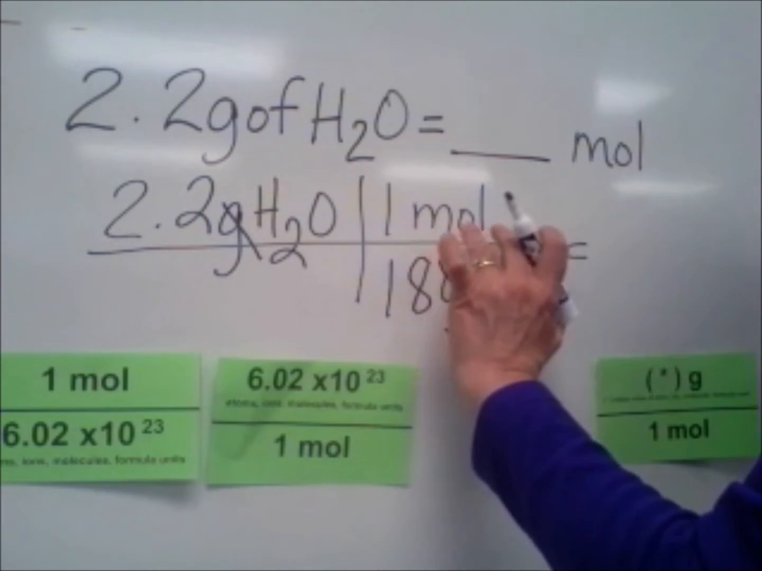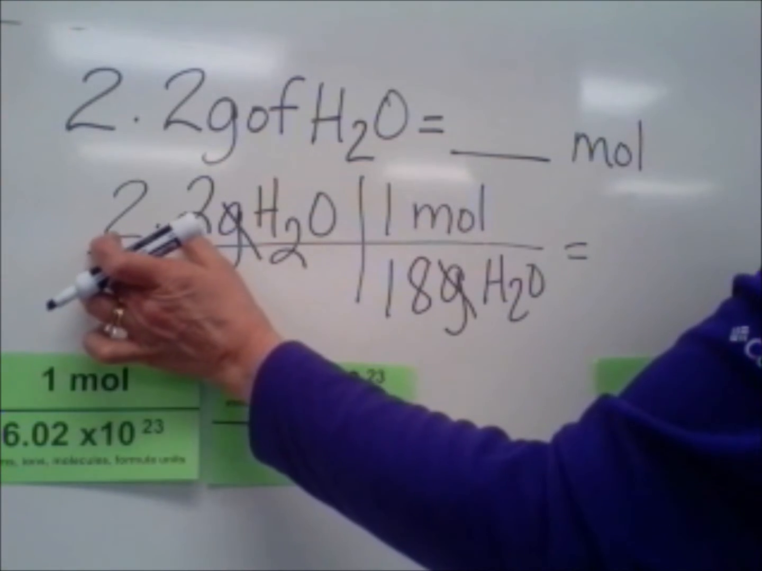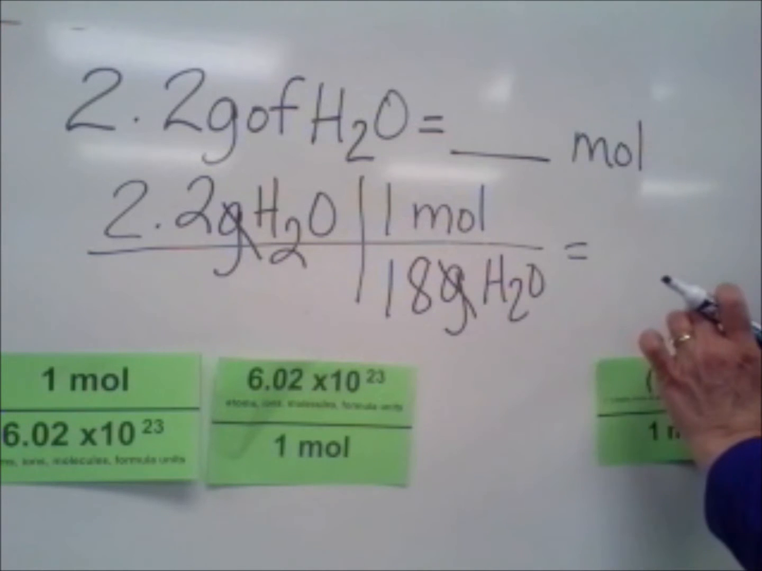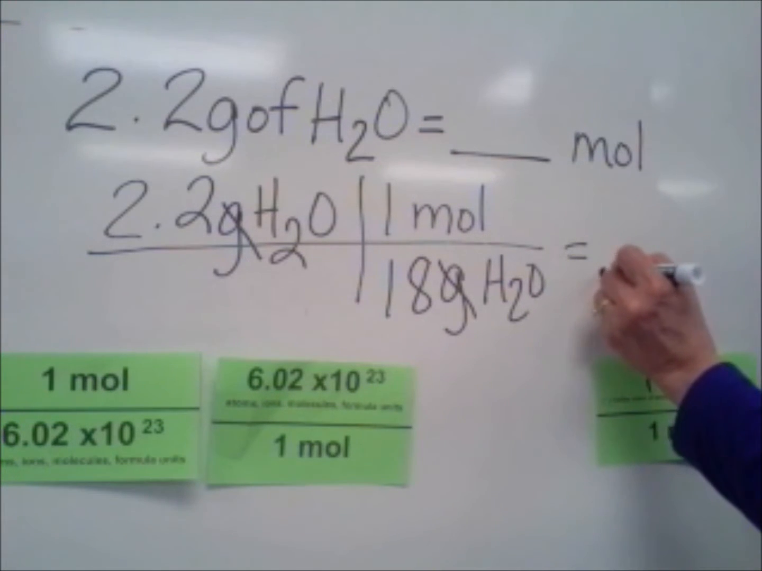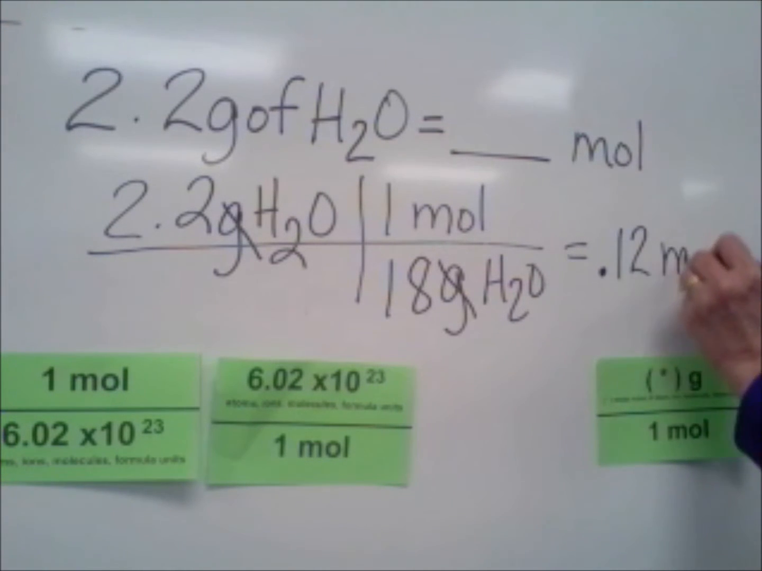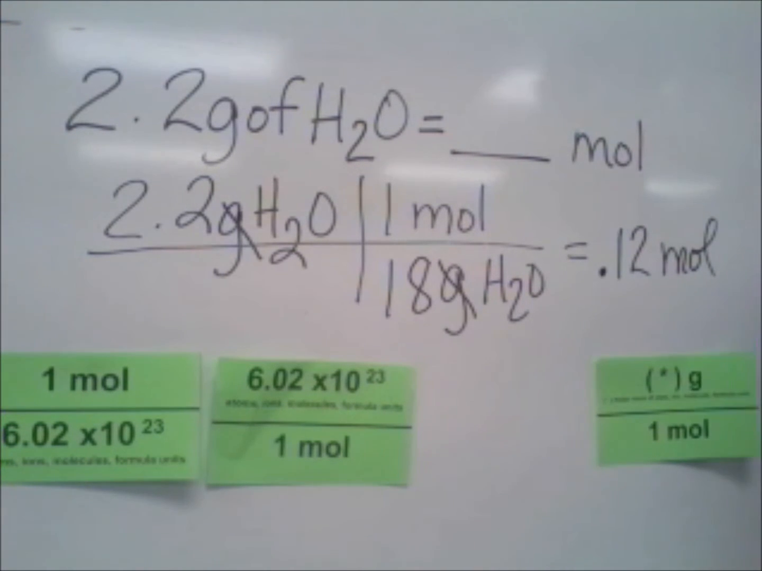Our new answer is going to be in moles. Mathematically, we take 2.2 times 1 and then divide it by 18. And if we put that into our calculators, we will come up with 0.12 moles of water.